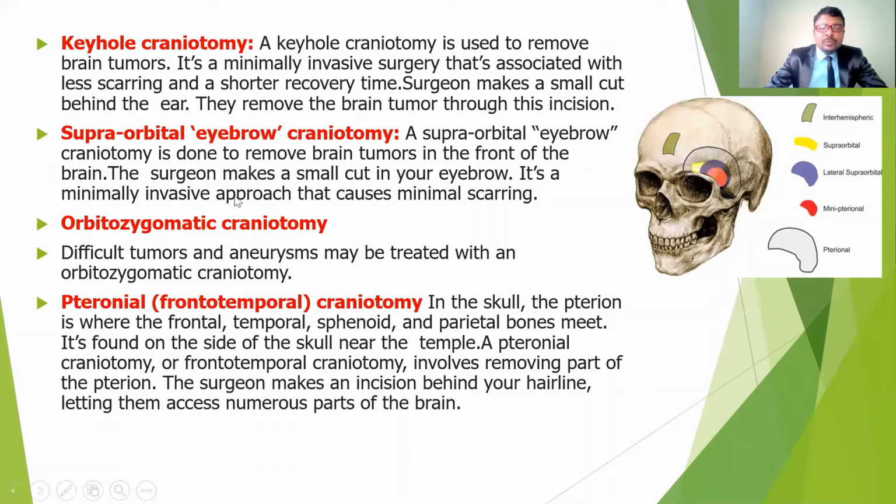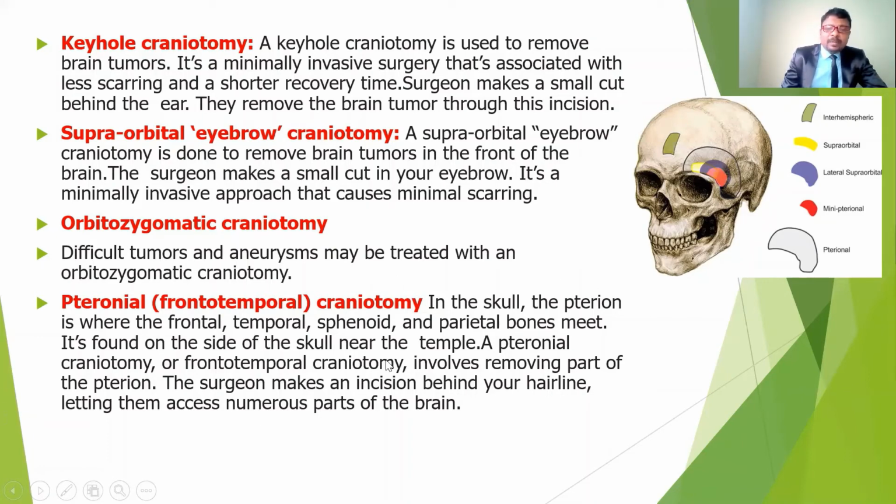And also coming to the supraorbital eyebrow craniotomy. This depends upon the area that is going to be resected, the area that is going to be opened. That is called the supraorbital eyebrow craniotomy. And also next one is the orbitozygomatic craniotomy. This one is used in case of aneurysms. They use this type of surgical procedure in case of an aneurysm.